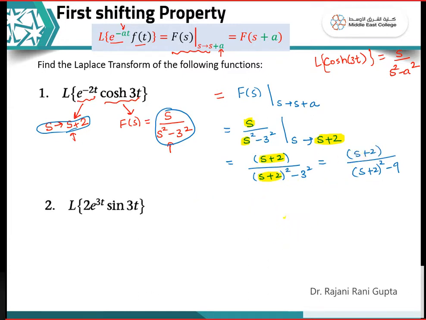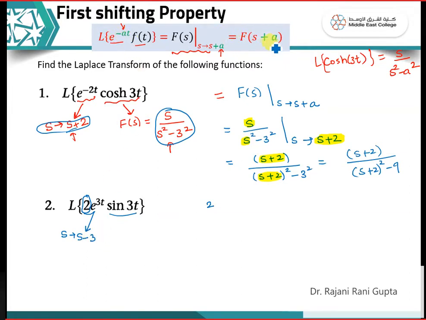Let's take another example. Now here we have 2e power 3t sine of 3t. Here you have a number 2 which is a constant. You don't need to worry about it. You will multiply it at the end with the final answer. So compare the remaining term. Here s goes to s minus 3, because we are changing the sign.